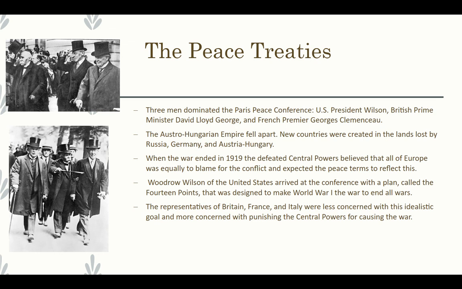Woodrow Wilson arrived with a plan, the 14 points. And this would make World War I the war to end all wars. Never again would this happen. The representatives of Britain, France, and Italy were less concerned with this goal and more concerned about punishing the Central Powers, specifically Germany, for causing the war. In the end, the treaties that emerged from the conference included the idealism of Wilson's 14 points and a great deal of punishment planned by the European representatives. While 5 treaties were actually negotiated and executed, one for each of the defeated nations, the treaty imposed on Germany was the strictest of all.